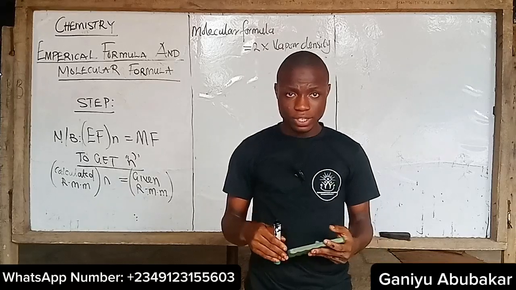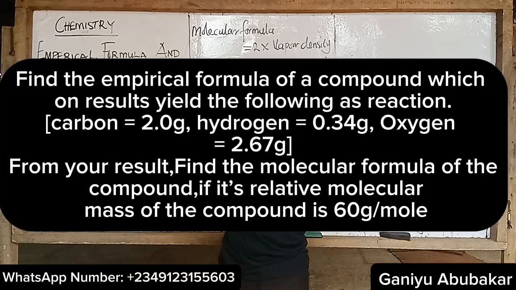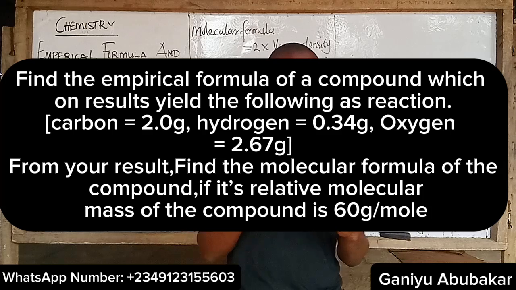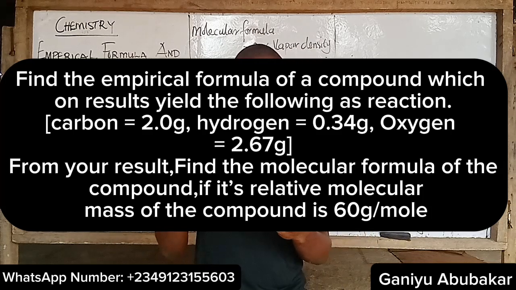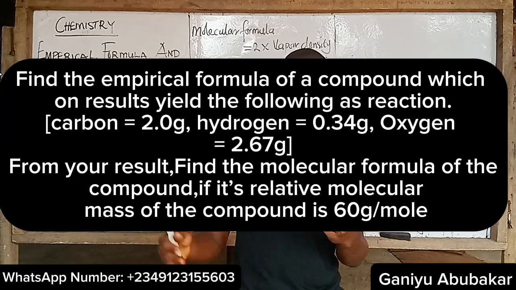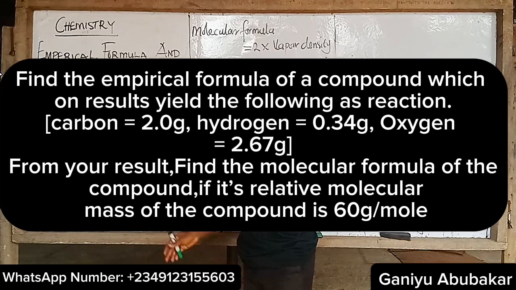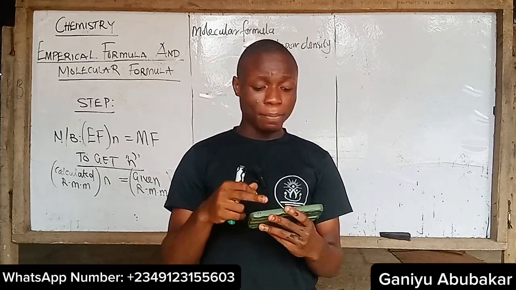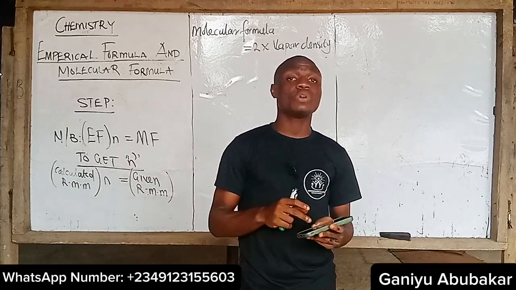All right, example 1 says find the empirical formula of a compound which on analysis yields the following reaction masses: carbon as 2.0 gram, hydrogen as 0.34 gram, oxygen as 2.67 gram. From your results, find the molecular formula of the compound if its relative molecular mass, that is RMM, of the compound is 60 gram per mole.